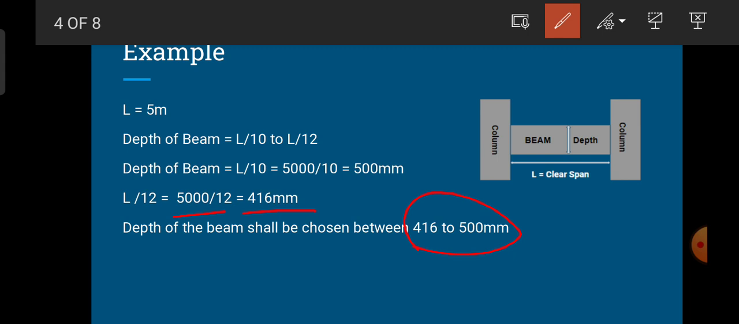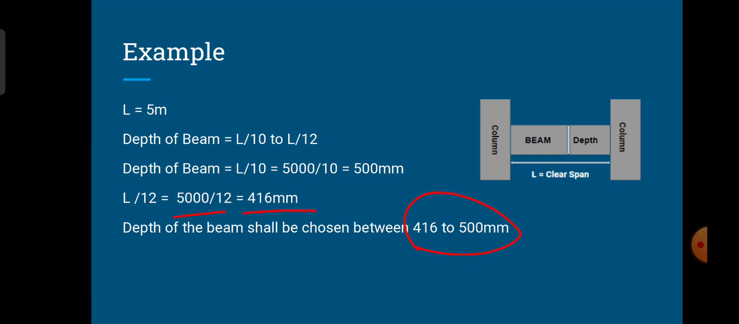So these are the limits. You can choose the depth of the beam either 416 or 500 or in between. So this is how we are supposed to calculate the depth of the beam as per the thumb rule.